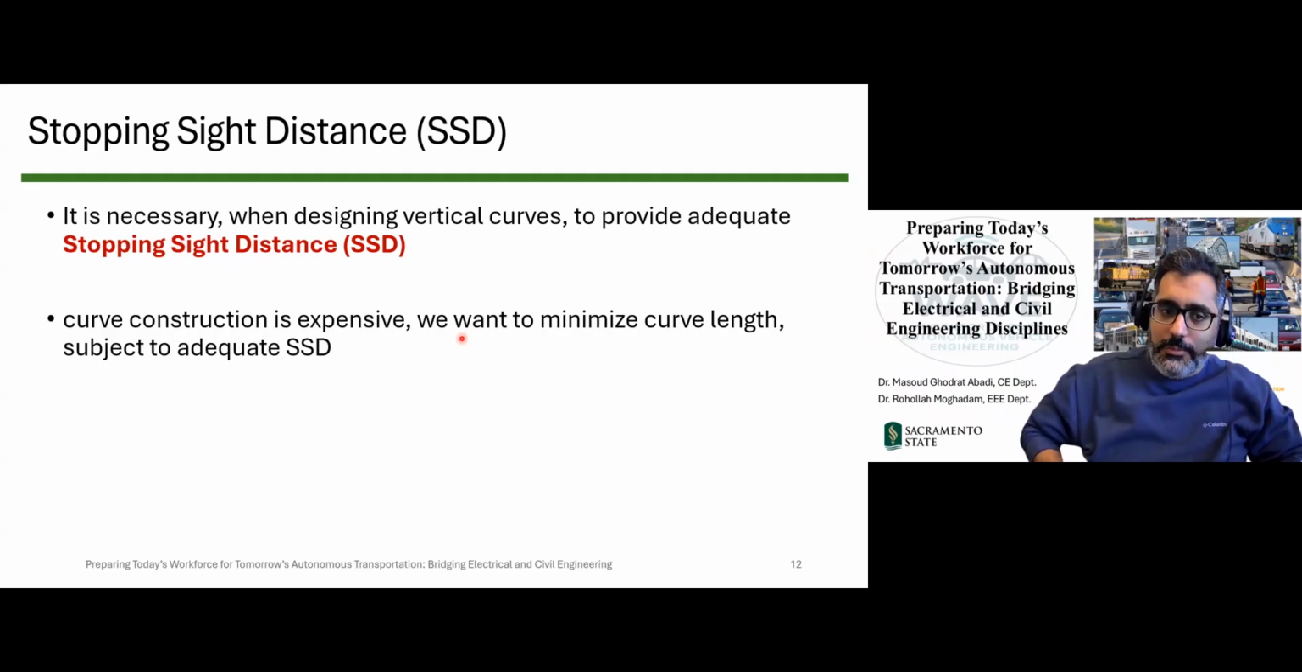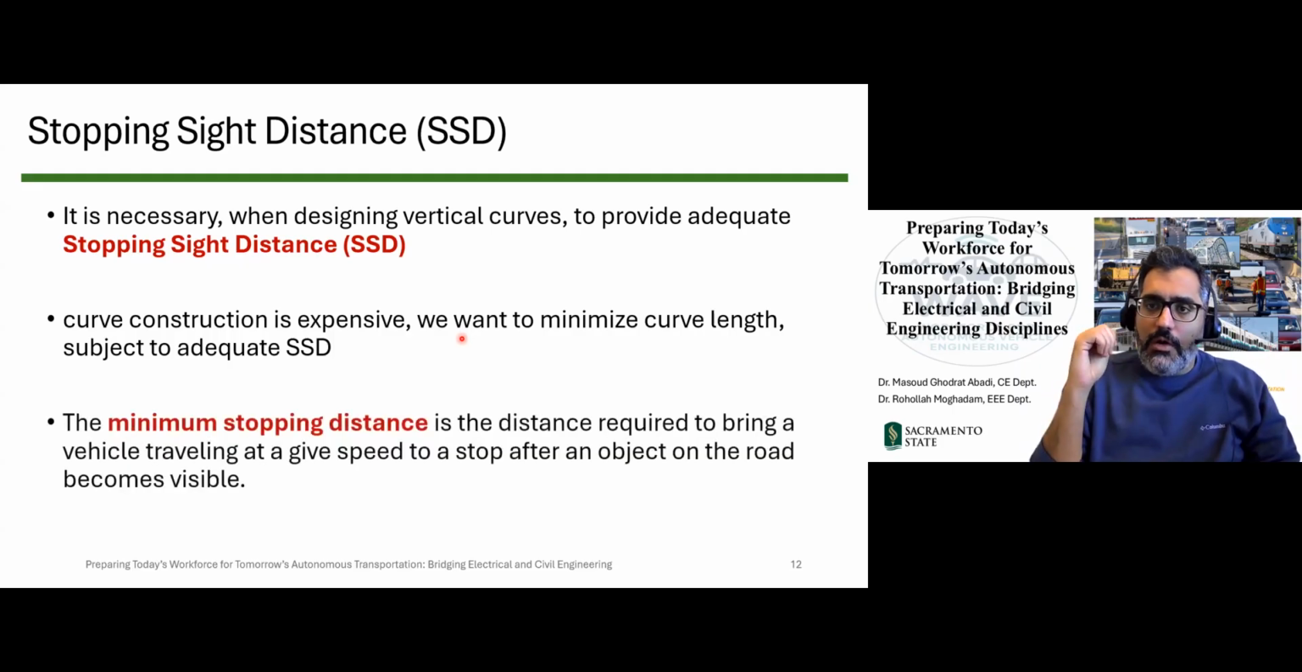I wish it was always possible, but we are always dealing with limited budget. So I cannot do that. Therefore, I have to figure out what would be a minimum length that is still going to be safe. That is the most important part. We are going to find out what the stopping sight distance is and how I can find a minimum length for that curve that will provide that stopping sight distance. Now, if I have more budget, if I can make it longer, that's fine. But I cannot go below that minimum value, because that is what is going to provide the minimum stopping sight distance.